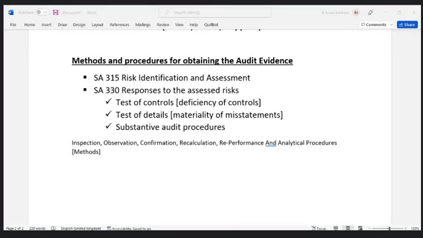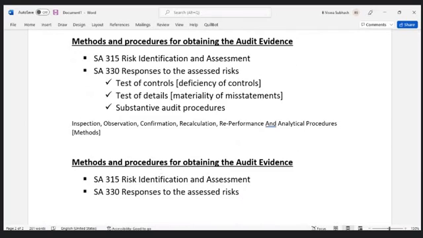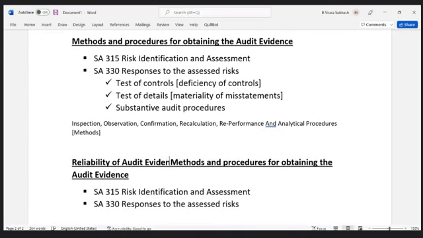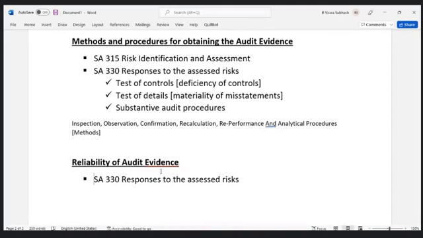Okay. Finally, this is reliability of audit evidence. What makes an audit evidence reliable? For that, they have given some parameters. The ICA has given some parameters for the reliability of audit evidence. What are the parameters? They say external evidence is more appropriate than internal evidence.